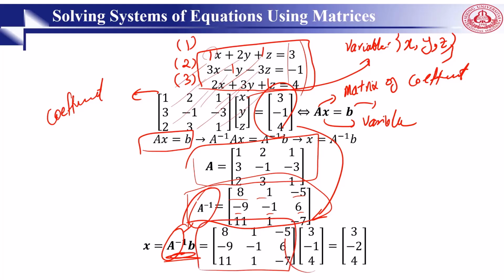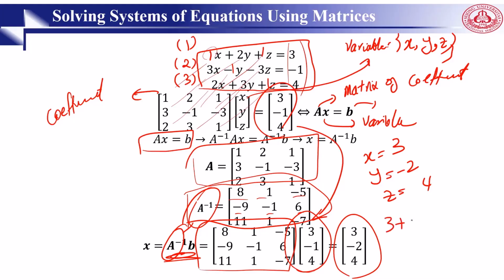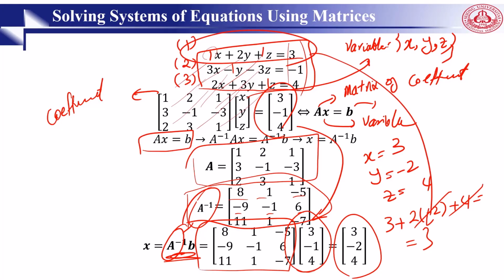This simple multiplication, we will come to 3, minus 2, 3. So it means x is equal to 3, y equals minus 2, and z equals 4, right? So if you do that, you will find that 3 plus 2 multiplied by minus 2 plus 4 equals 3, 3, 0. As you can see, it is correct. So in this way, we can use matrices in order to solve a system of equations.